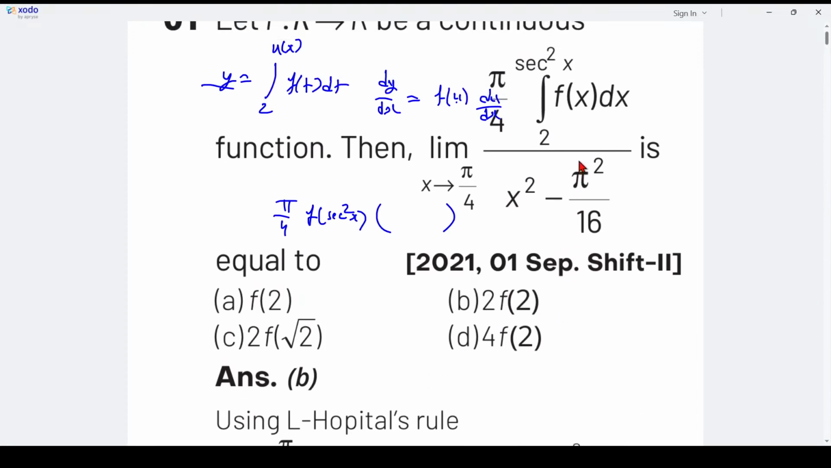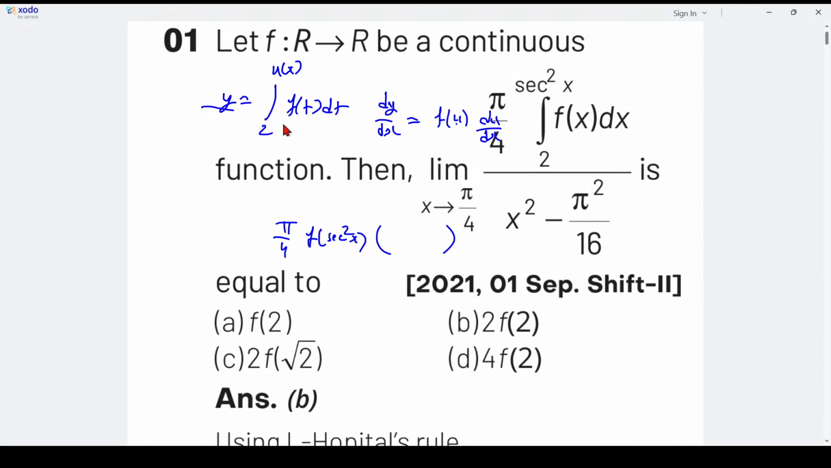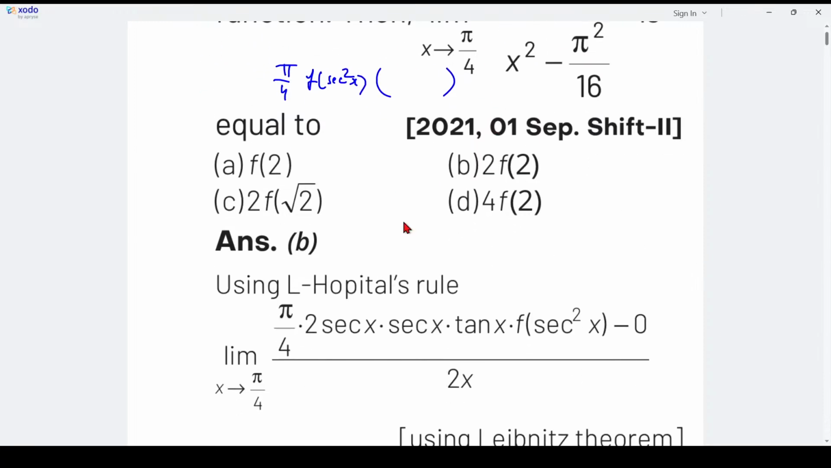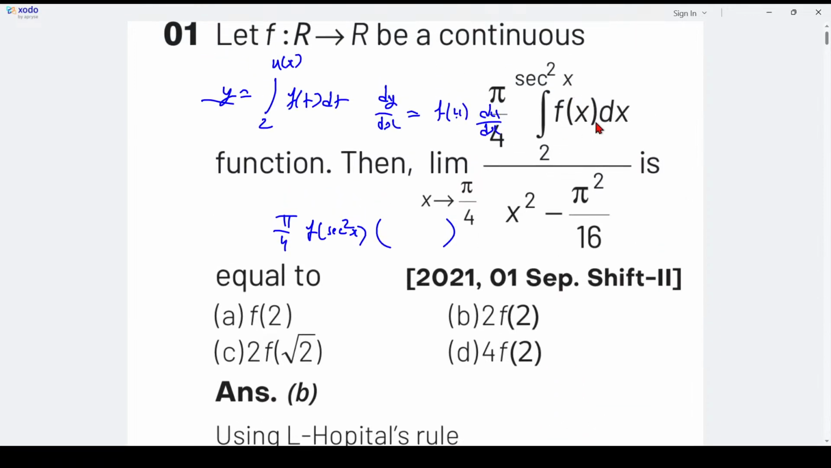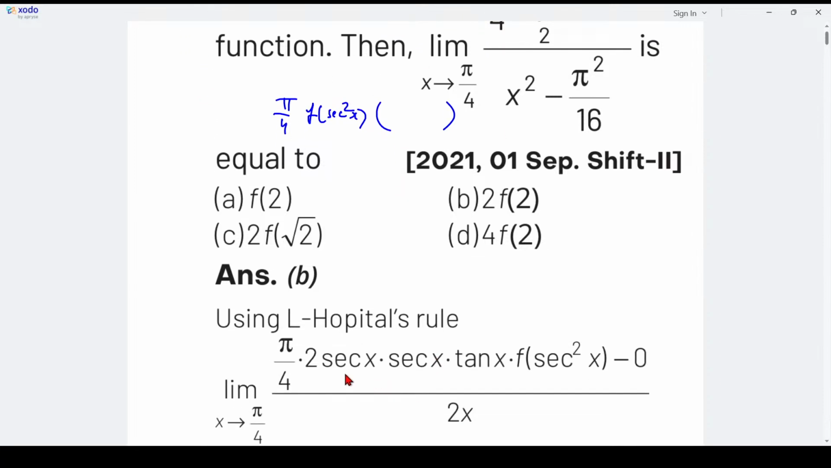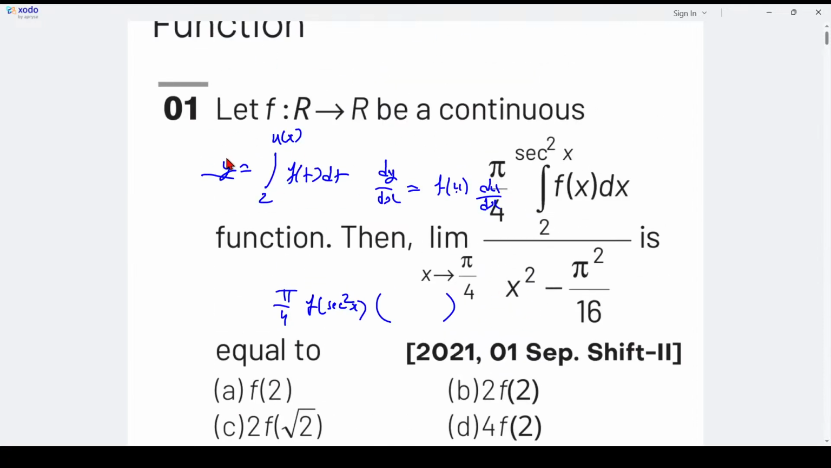That is how we differentiate the numerator. So, for example, how are we differentiating? We are differentiating this integral, so we get f of secant square x. Now we are differentiating this secant square x, right? That is 2 secant x into secant x tan x. That is how we differentiate the numerator.